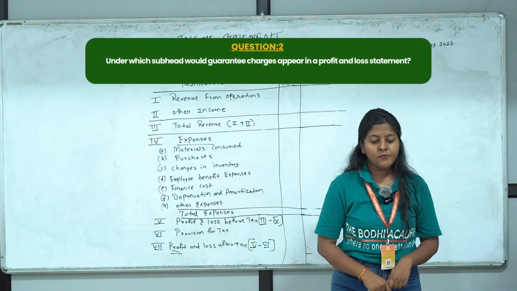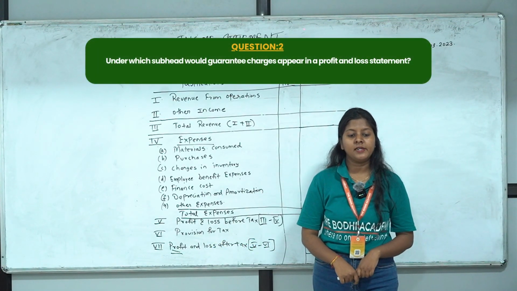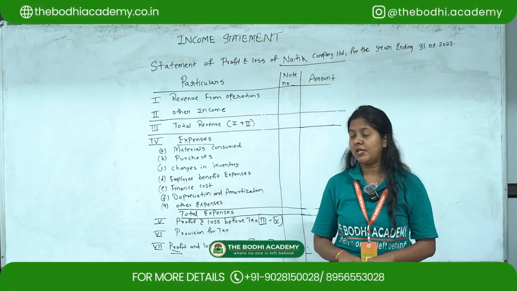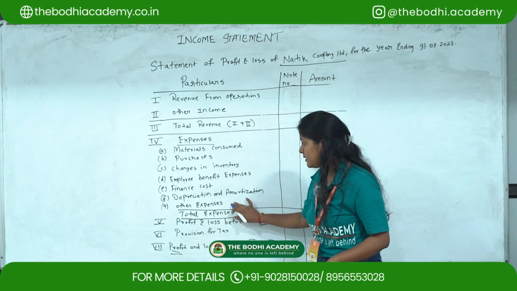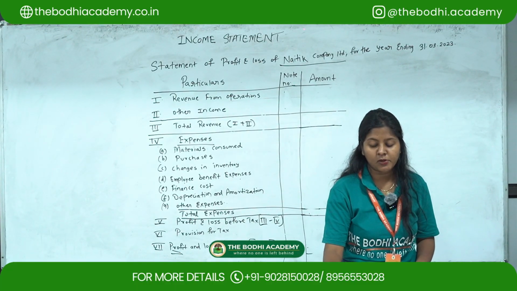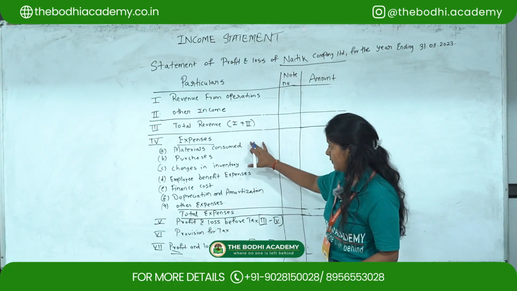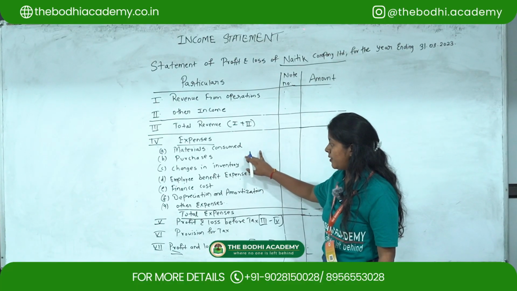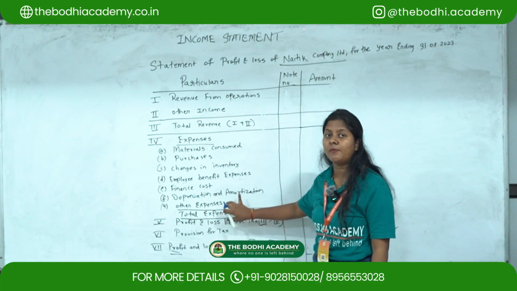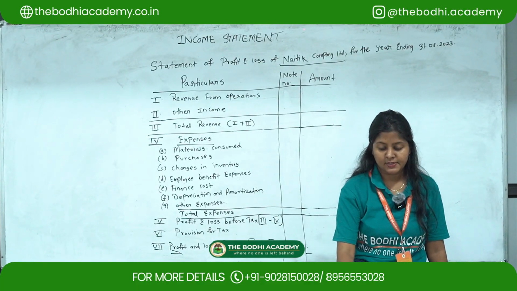Next, under which subhead will guarantee charges appear in the profit and loss statement? So guarantee charges will come under other expenses. Okay, so this is what you have to remember. It is a part of expense, but it will not come under material consumed, purchases, employee, or finance cost and depreciation. So directly it will come under the head other expenses.